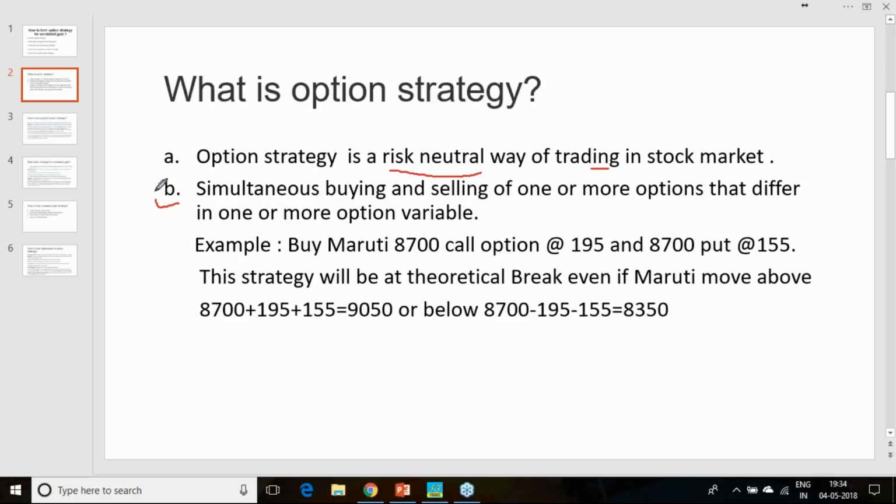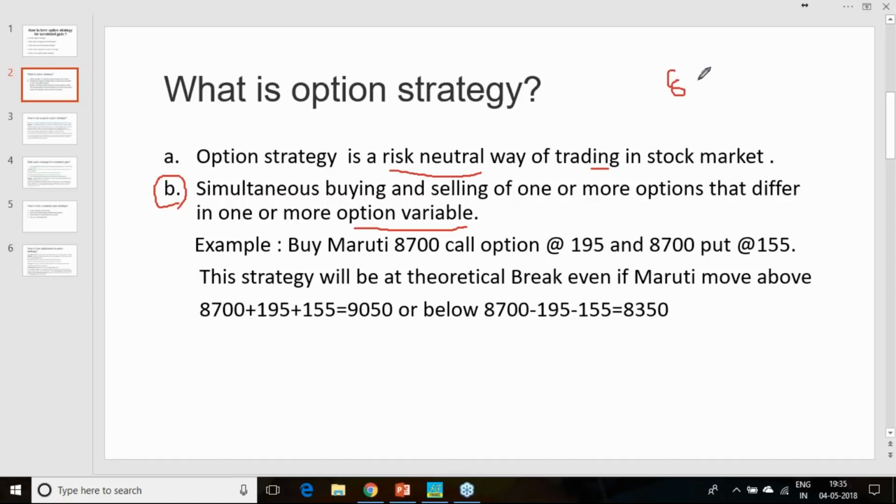And there is another definition which you can find in Wikipedia. It says: simultaneously buying or selling one or more options that differ in one or more option variables, meaning two different strikes you can choose. You can buy, sell, whatever you can do. When you do this on the same instrument and take a neutral view, that is known as an option strategy. I have given a small example.